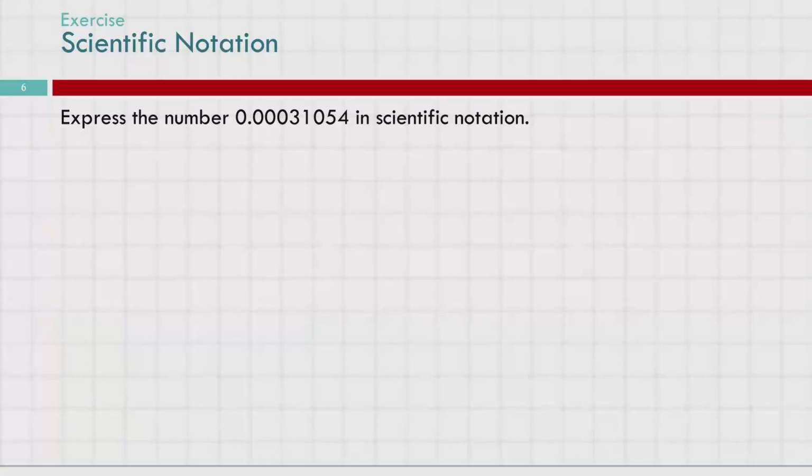Express this number in scientific notation. Same procedure. We want to move over our decimal place until it's behind our first non-zero number, which is 3. So our decimal part is 3.1054. Then we're going to add in our times 10, because we always have the times 10. And we're going to count how many places we moved over. We moved over 1, 2, 3, 4 spots, so there's going to be a 4 up here. Is it going to be positive or negative? It's going to be negative because it's a small number. So that would be our scientific notation.